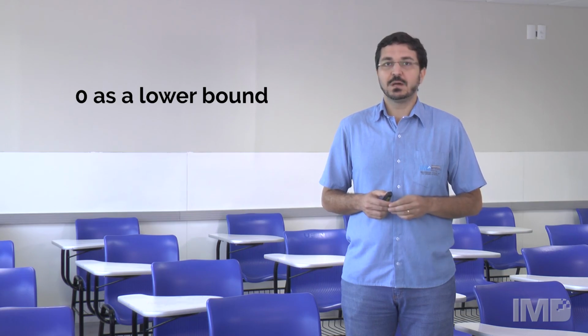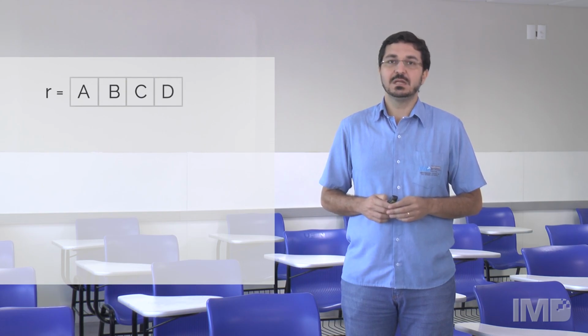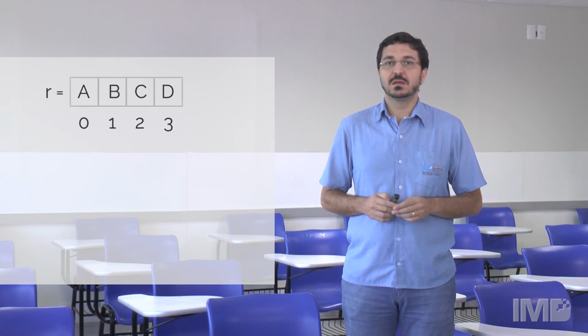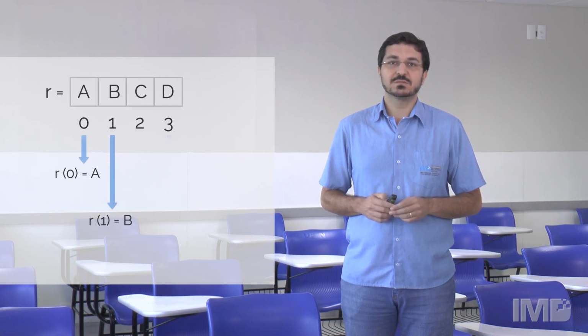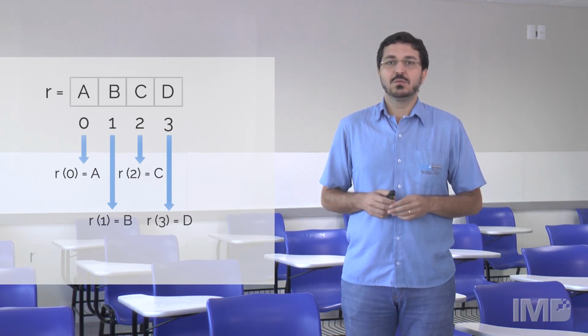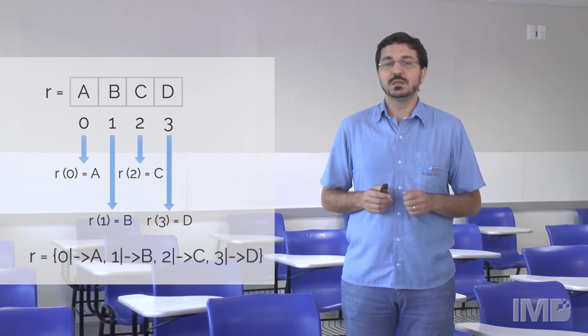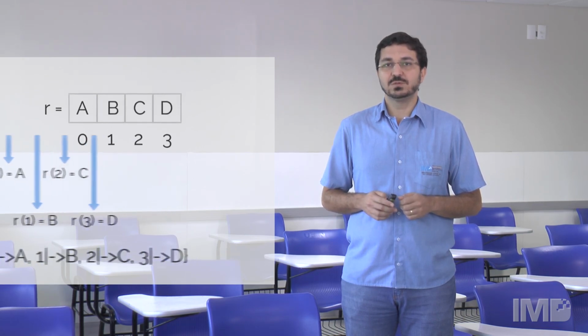Arrays are total functions over a domain that is an interval of integers with 0 as a lower bound. As an example, you have the array R with elements A, B, C, and D. The indexes are 0, 1, 2, and 3. Therefore, R of 0 equals A, R of 1 equals B, R of 2 equals C, and R of 3 equals D. So we have the function R, which represents the array as the function that maps 0 to A, 1 to B, 2 to C, and 3 to D.